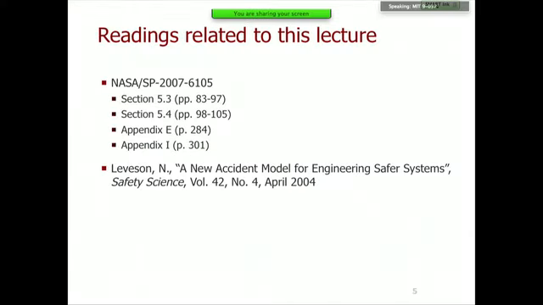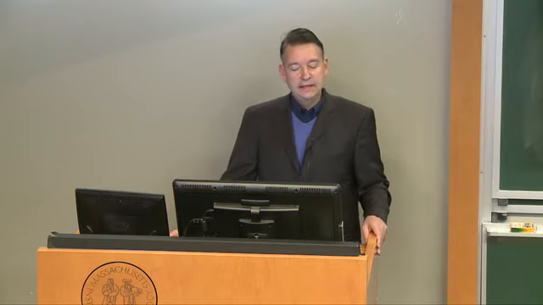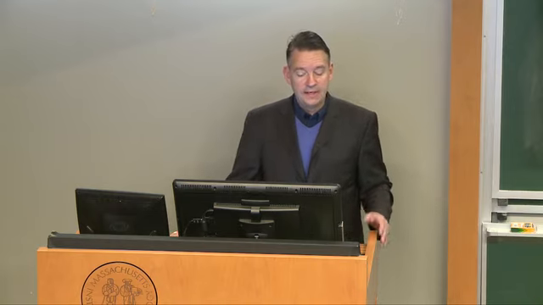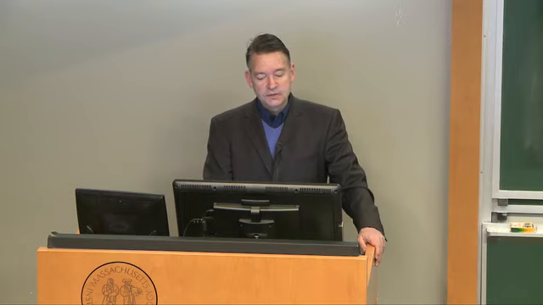So the readings related to this lecture are sections 5.3 and 5.4 in the Systems Engineering Handbook. And then there's a couple of appendices there, Appendix E and I, that are very, very helpful. And at least one of these I'll mention in the lecture. Plus, one of the papers, and this is a paper about a decade old, and I know a lot of work has been done on this since then, but this is a paper by Professor Nancy Leveson, who's a colleague of mine here at MIT, who's really an expert in system safety. So the system safety model that she's developed is the subject of that paper.